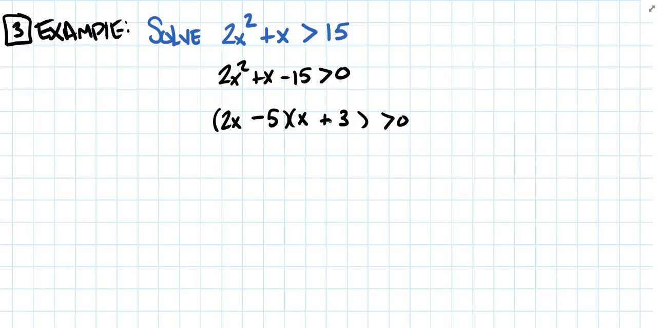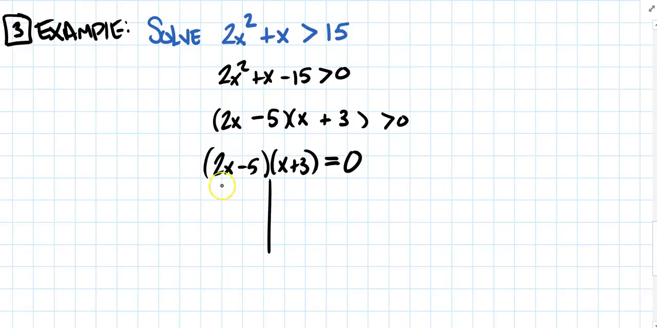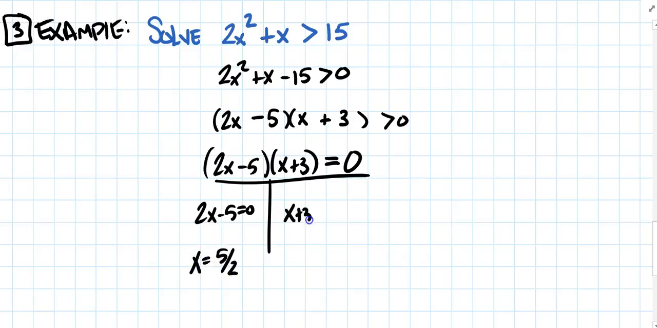Then I'm going to go ahead and pretend and set this equal to 0 to find what are called critical points. So if I set 2x minus 5 times an x plus 3, and I set it actually equal to 0, what I can do is find critical points. So therefore, 2x minus 5 is 0. That tells me that x is 5 halves. Or x plus 3 is 0. That tells me that x is equal to negative 3.